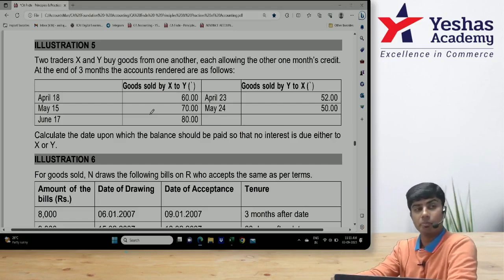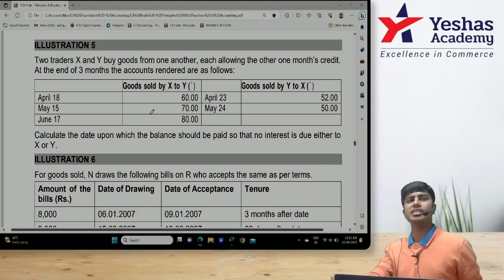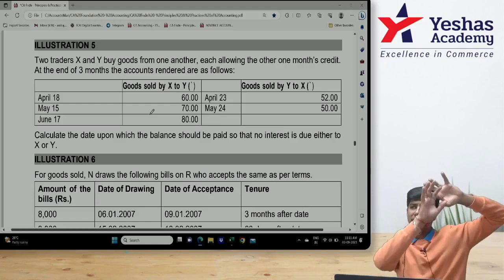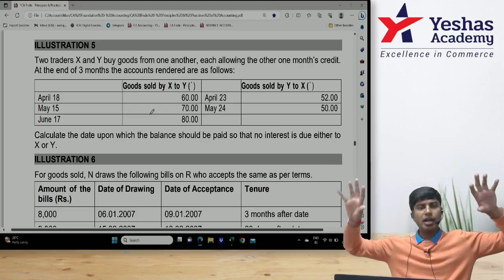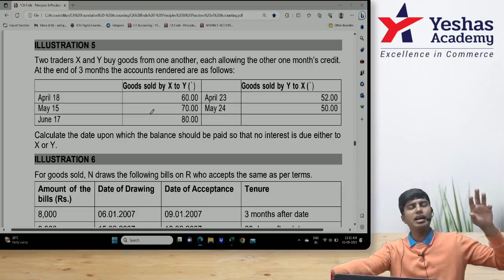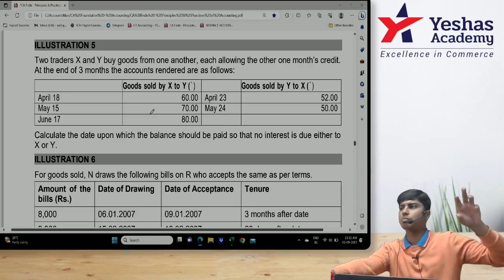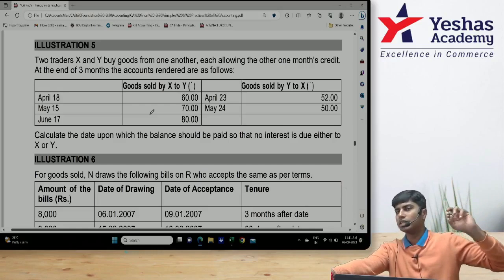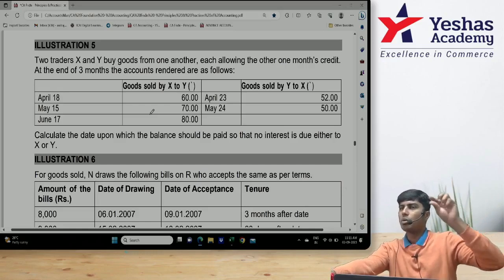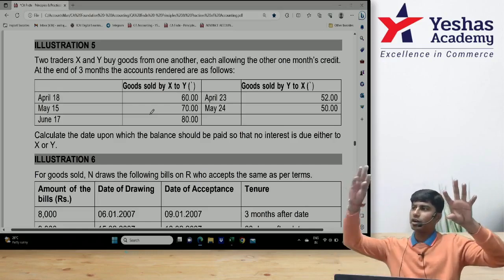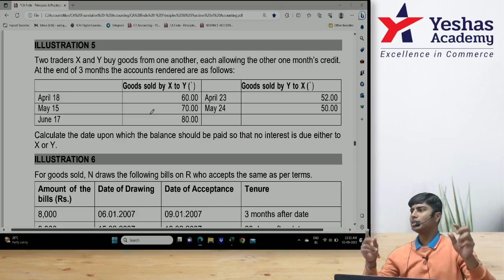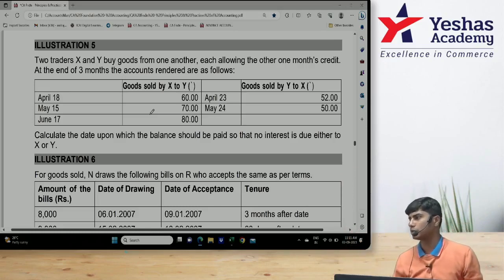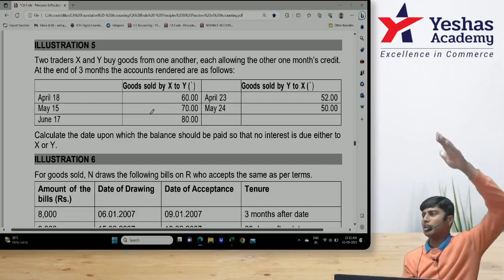But in presentation, what ICAI does is they write all the minus items separately, all the plus items separately. And when you do the formula, rather than writing it as base date plus total product by total amount, they write base date plus product A minus product B divided by amount A minus amount B. Difference between products and difference between amounts. Actually, you can do it all in one table.